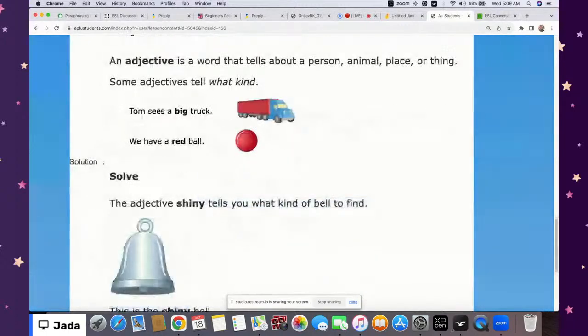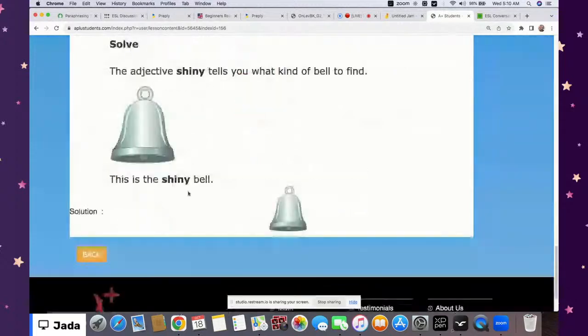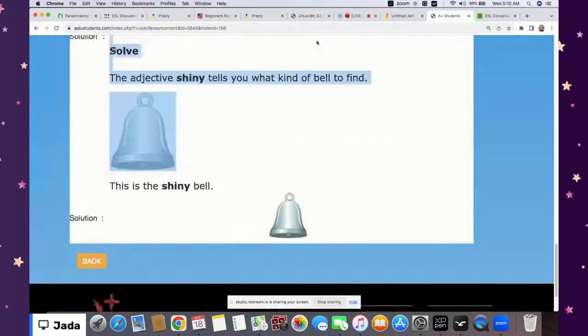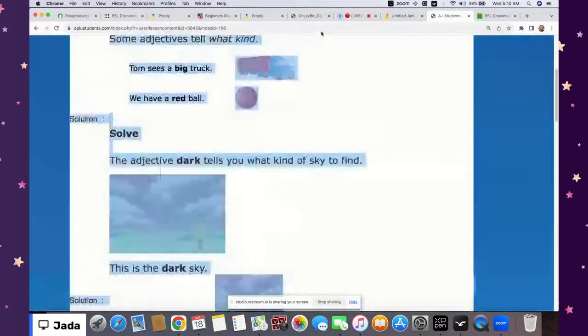Okay, so we have shiny here, and then it says, what kind of bell can you see? I can see the shiny bell. Okay, because the bell is shiny. Yes, you can see the shiny bell. So yeah, this is it. Shiny bell. So depending on whatever you can see, you tell us what kind.